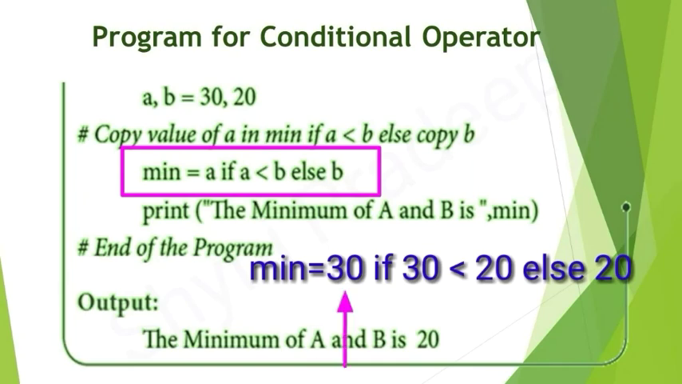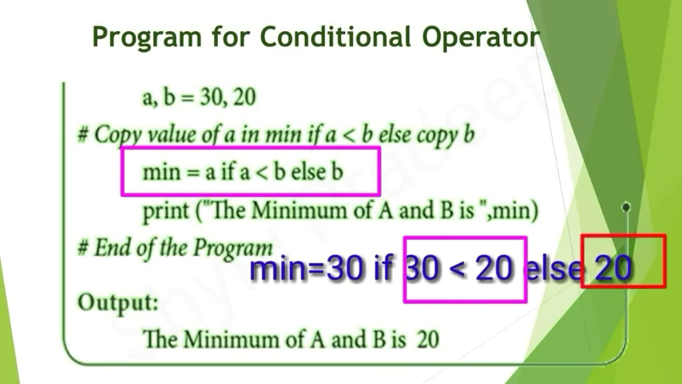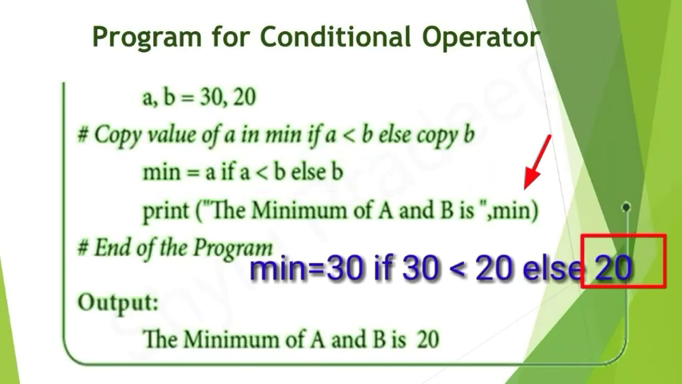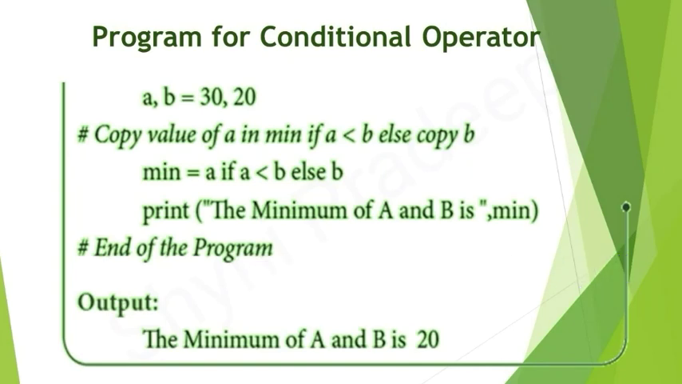Here this is the true value and this is the false value. The variable is min, and this is the condition. Check this condition: is 30 less than 20 true? This is not true. So if this condition is false, you have to take the false value. What is the false value? 20. So the min value is 20. Here min = 20. This is the output. So this is about the conditional operator. I hope you understand. Thank you, students.